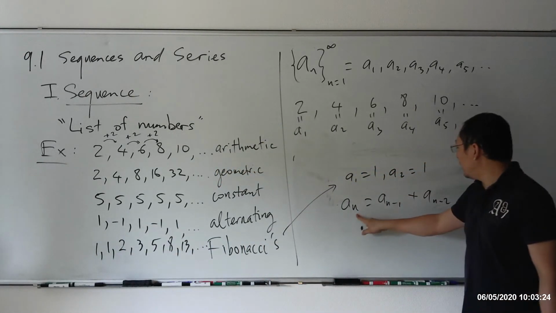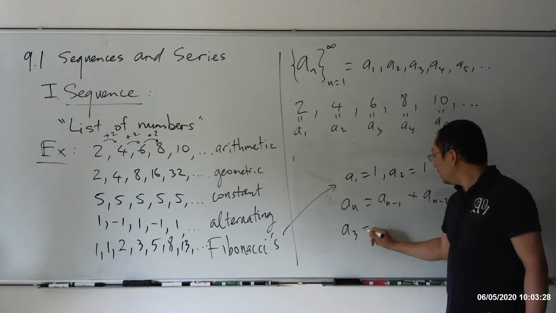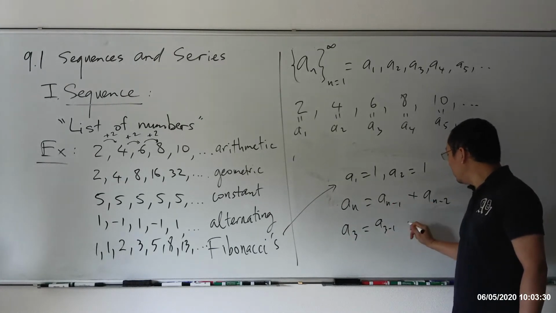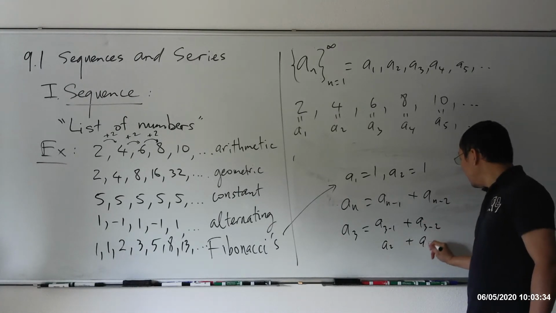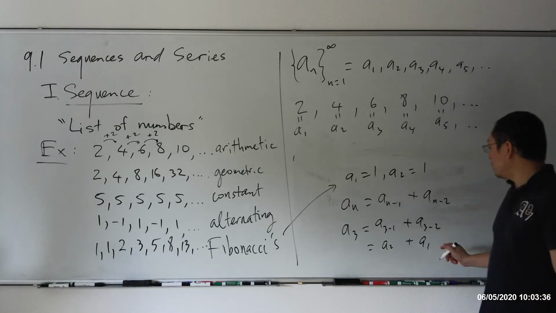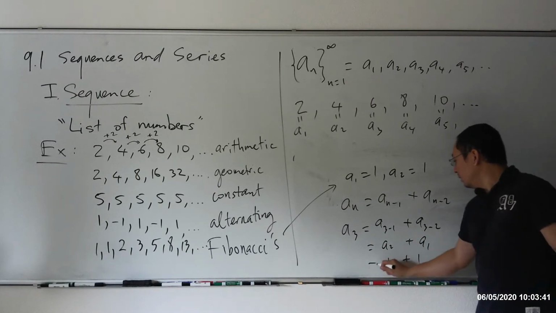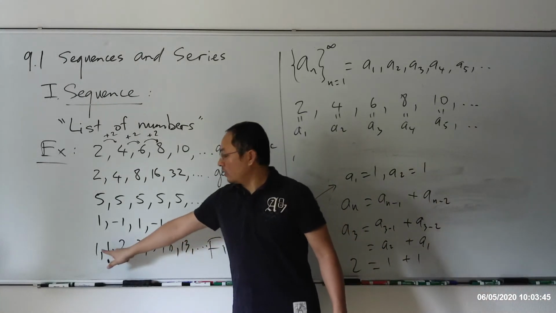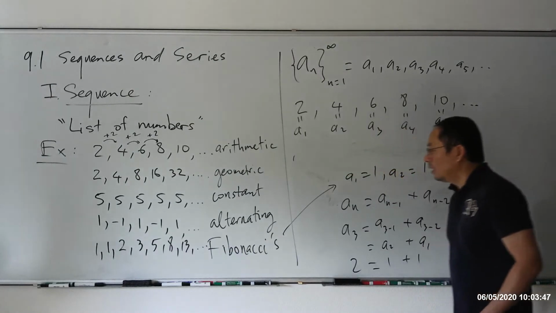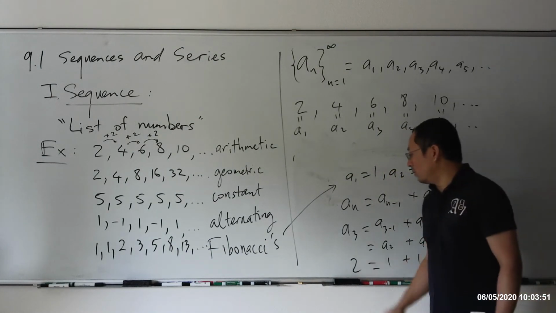So A3 is equal to A2 plus A1, right? A3 is equal to A(3-1) plus A(3-2). This is A2, this is A1. And 1 plus 1, you get 2. Similarly, A4 is A3 plus A2, and you get 3, and so forth and so on. And this is called the recursive formula.